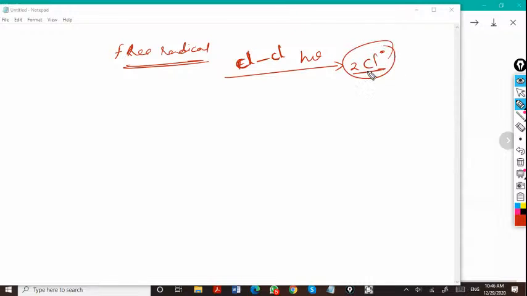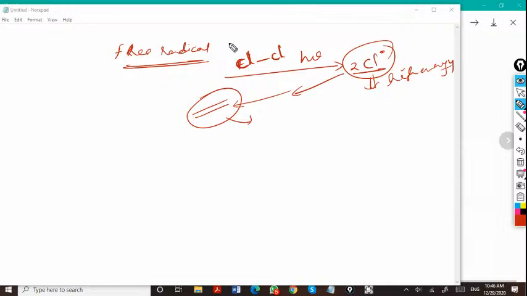Once the free radicals are formed, they are high energy particles. These high energy particles are going to attack the olefin systems so that it will give the addition products. When we are discussing addition, there must be unsaturation. When we are discussing free radical addition reactions, it must generate free radicals.